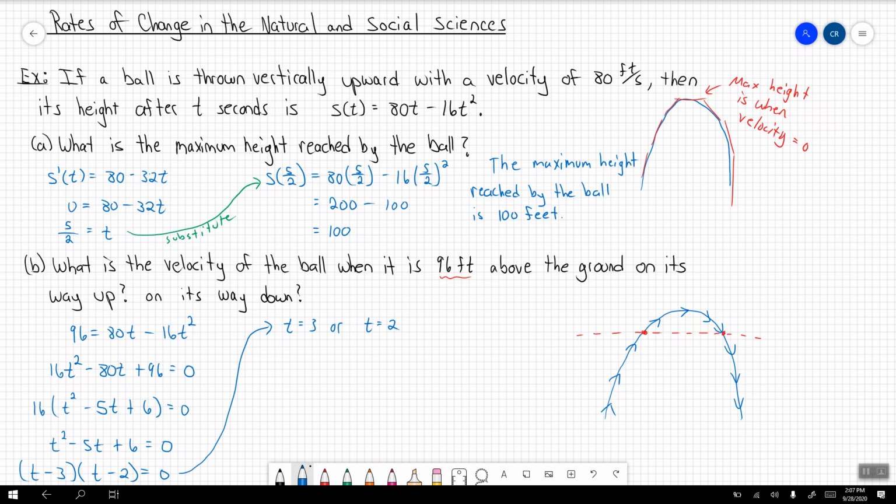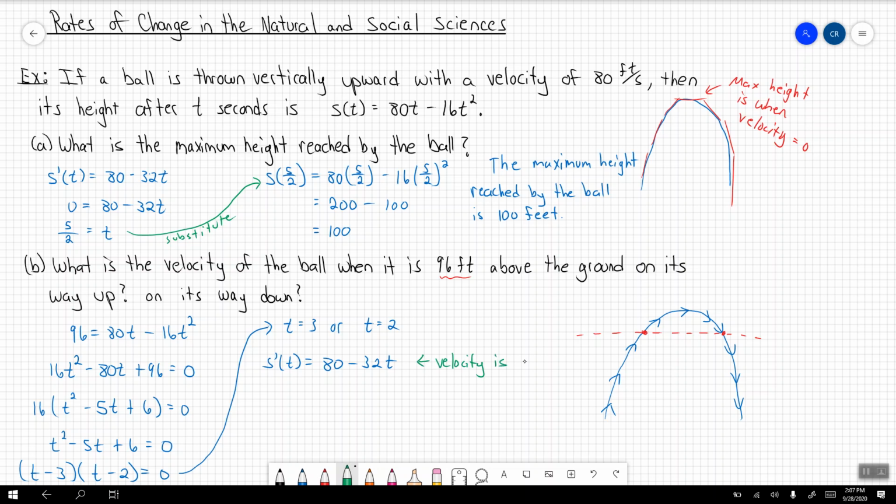Now the question is asking, what is the velocity? In other words, we have to use the velocity function. The velocity function is the derivative of the position function. So the derivative we already know. We took that in the previous part. That's s prime of t, which is equal to 80 minus 32t. All we have to do is figure out what are these velocities.